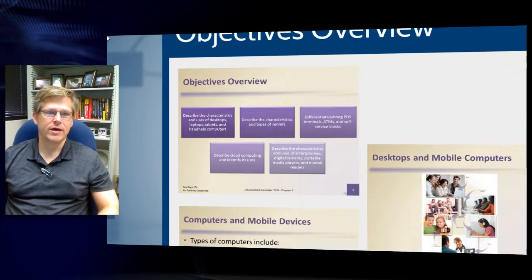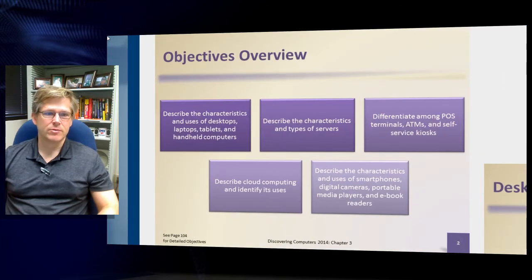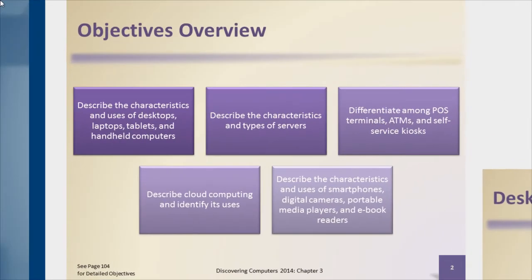So let's go ahead and jump on in here and take a look at what we've got. The objectives for this chapter are to talk about some of the characteristics and uses of desktops, laptops, tablets, and handheld computers. We're also going to talk about some of the different types of servers and some of the context behind servers. When somebody's talking about servers, they may not necessarily be talking about the same thing.